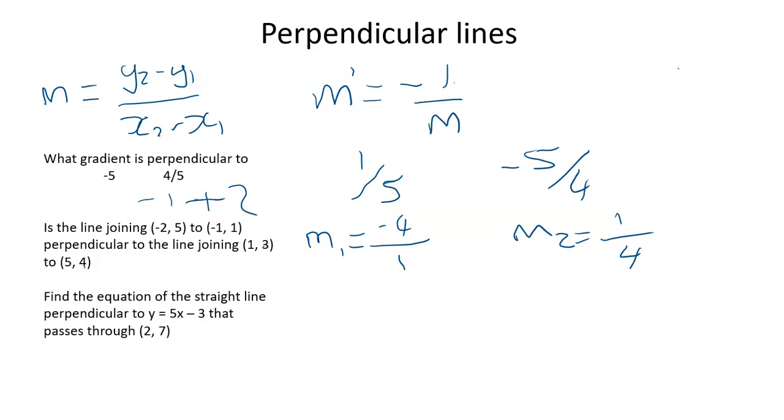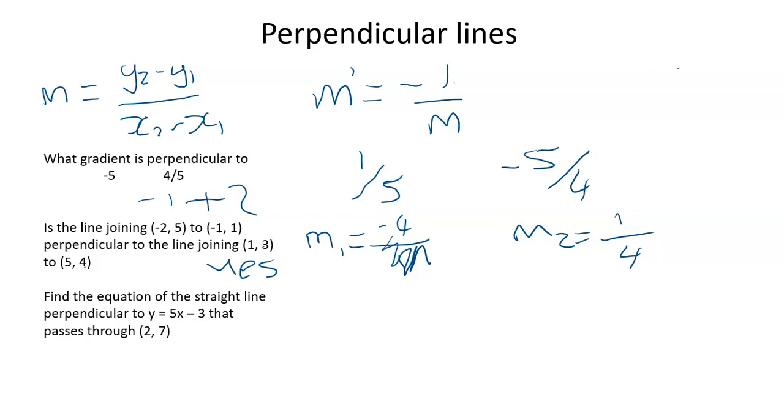So, is the line joining this one perpendicular to this one? Well, in this case, yes, because the number minus 4, when you do the negative reciprocal, becomes 1/4. And because they are the negative reciprocal of each other, that means that they must be perpendicular. So yes, they are. If you were asked that in an exam, you would write a few extra words just to say yes, because one is the negative reciprocal of the other.